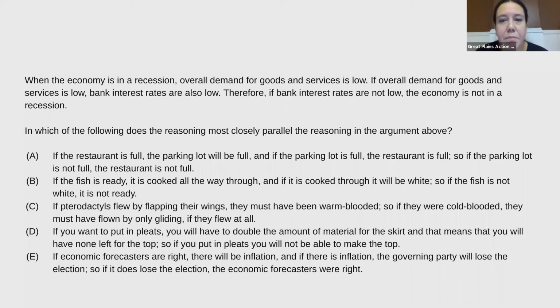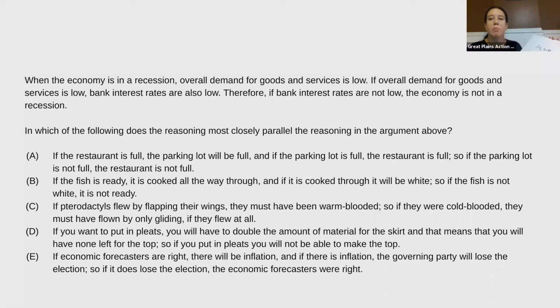All right, so first step, we need to identify the form of the argument above. And to do so, we need to figure out what the argument is. What are the premises? What are the conclusions? All right, we see the word therefore. So we know what comes after therefore is going to be our conclusion. Therefore, if bank interest rates are not low, the economy is not in recession. So we can go: not low, then not in recession.